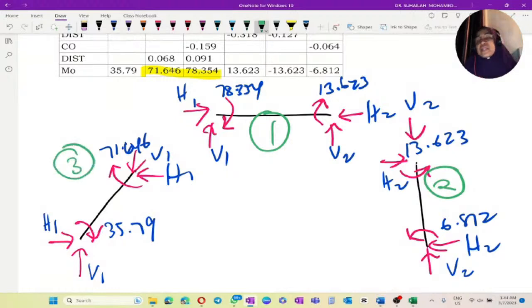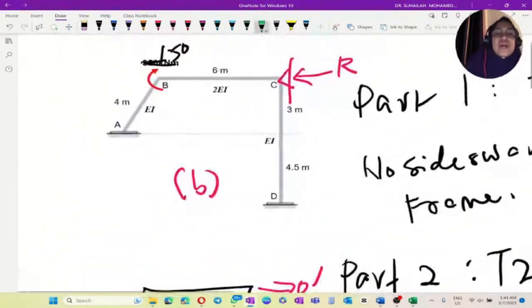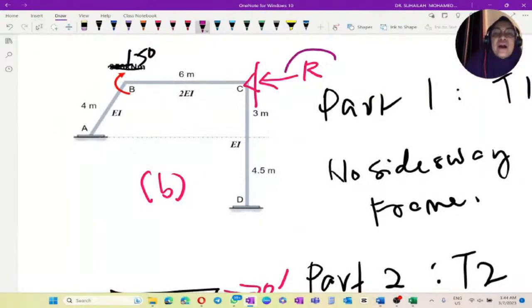Okay, we have three steps. Why are we going to do this? Because we want to calculate R. So from the diagram, for diagram B, we just need to label the horizontal reactions and horizontal forces.